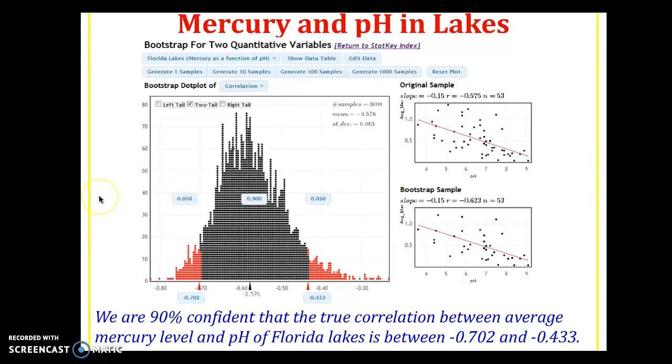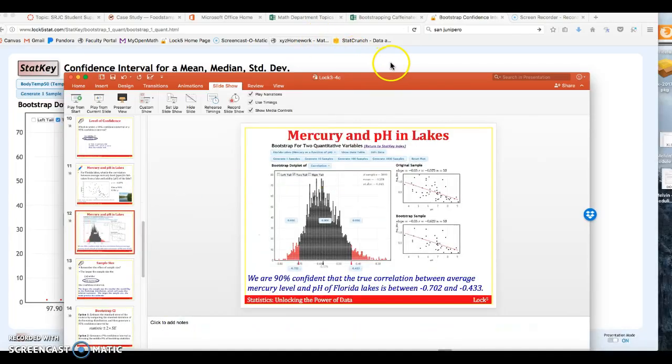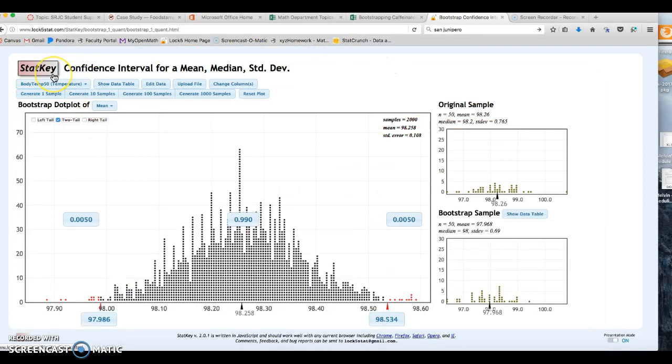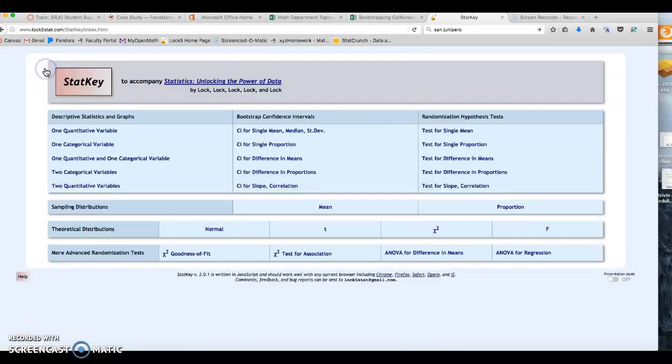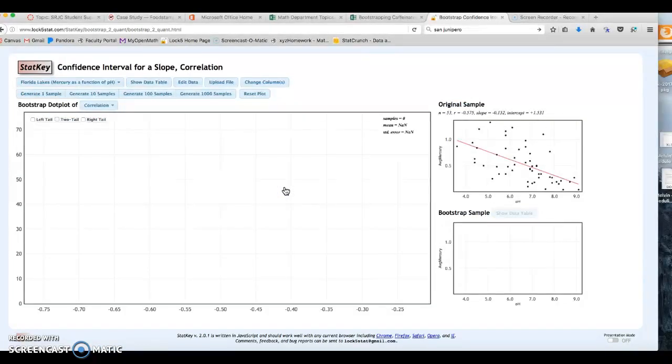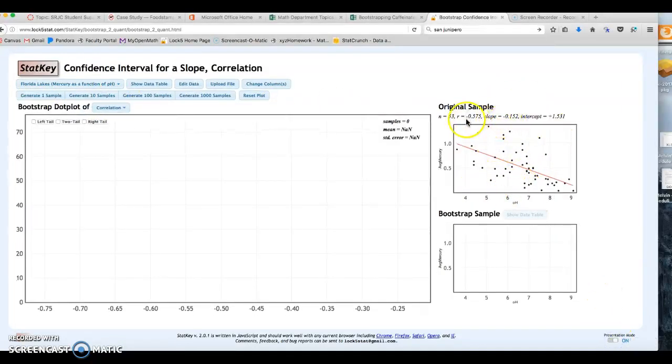Okay, so I want to go through this a couple times in StatKey. So we're doing a confidence interval for correlation. I'm going to click on StatKey to start over, and I'm looking at Bootstrap confidence intervals. I'm going to click confidence interval for slope and correlation. We have the prepackaged Florida lakes mercury as a function of pH. I've got my original sample right here, the slope of minus 0.575. Excuse me, not the slope, the correlation, minus 0.575.